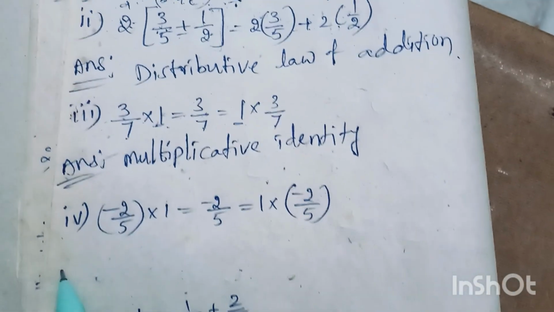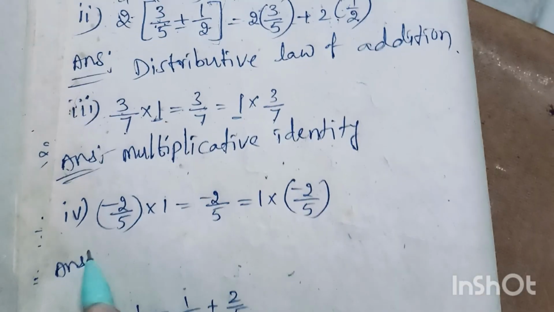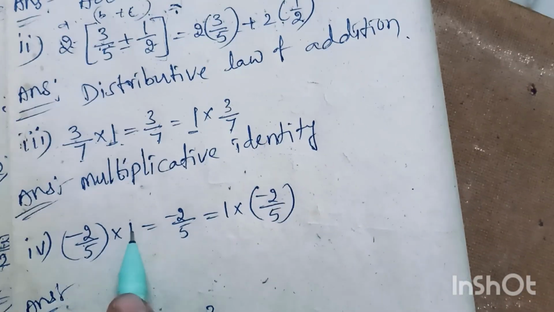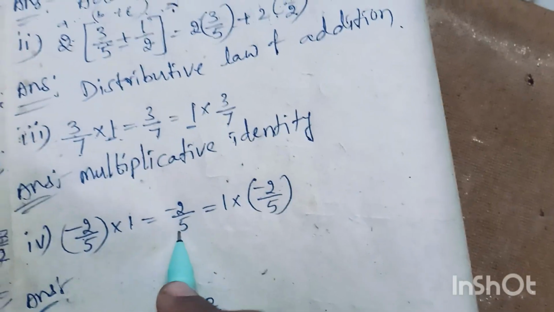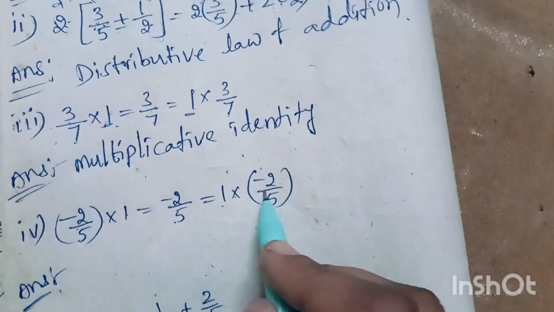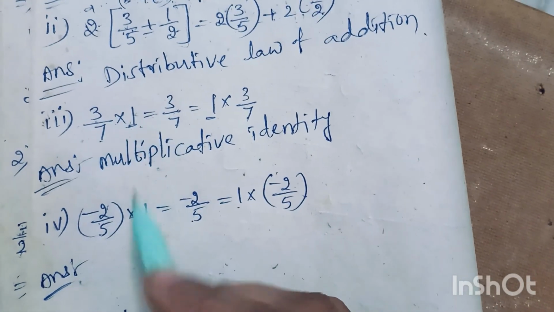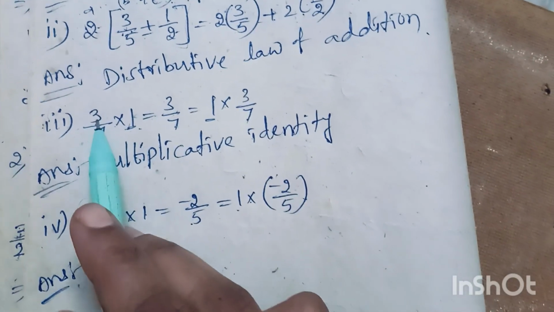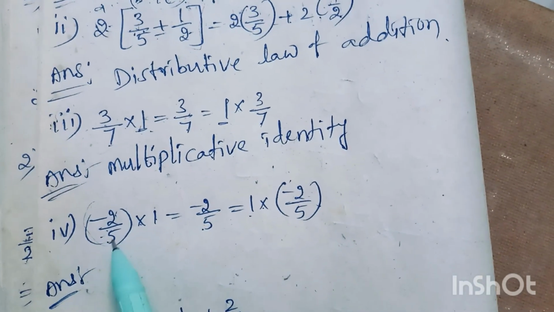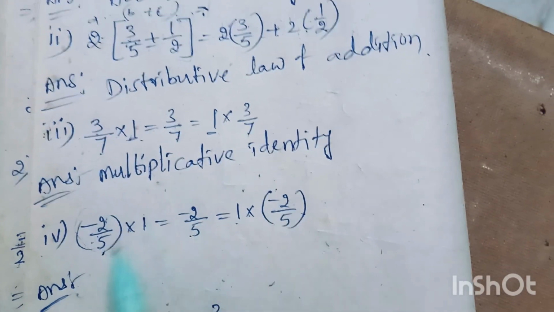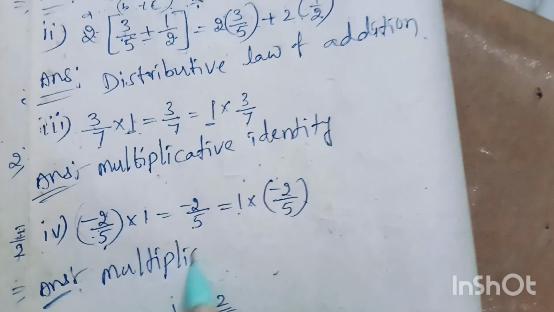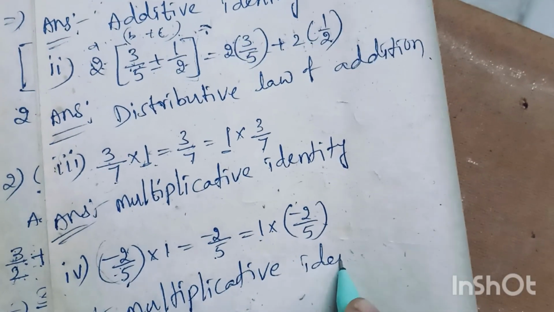Now the fourth sum: minus 2 by 5 into 1 equals minus 2 by 5 equals 1 into minus 2 by 5. These both are the same. Here they have given only a different fraction: instead of 3 by 7, they gave minus 2 by 5. So this is also multiplicative identity.